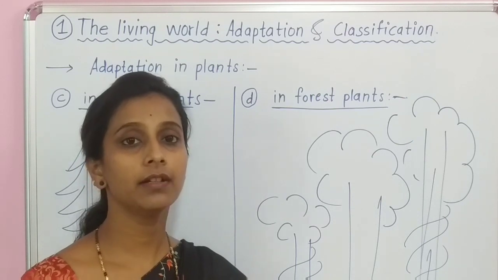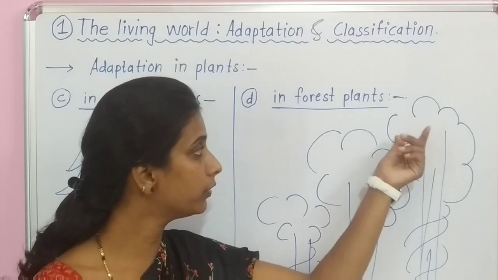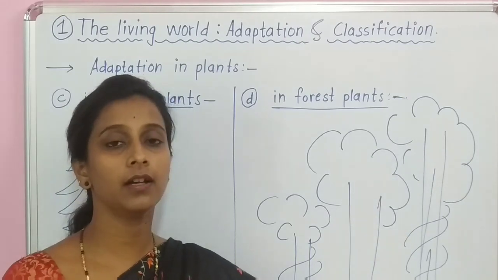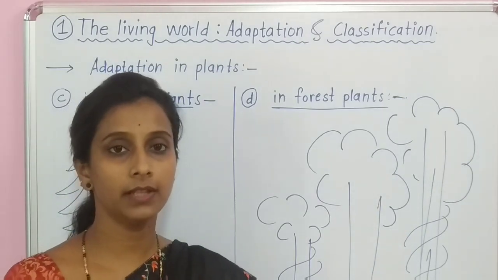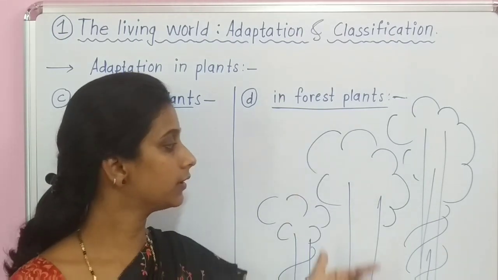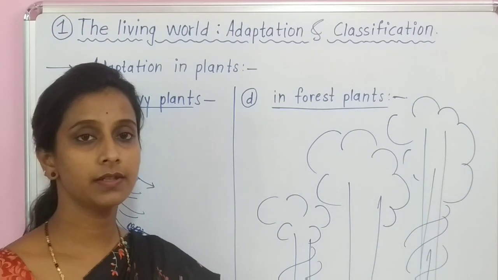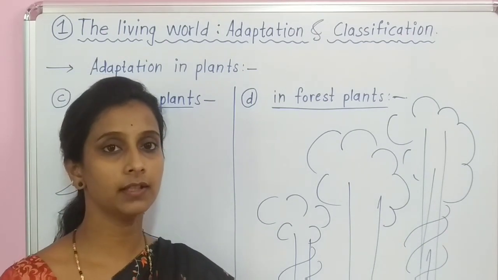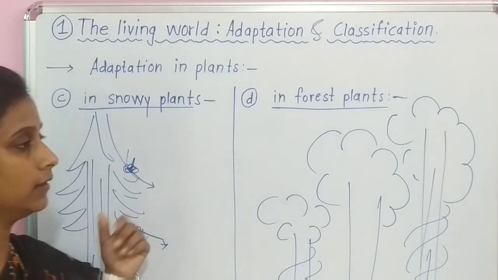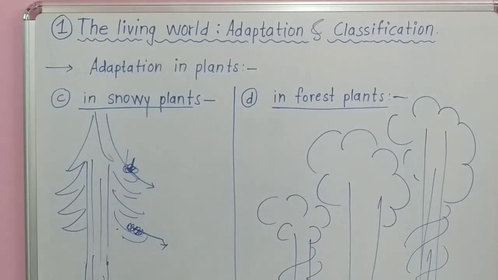Because to get the sunlight, they grow more and more, so the plants in the forest region are the tallest plants. These adaptations are present in forest plants to get sunlight. So this is about forest plants and snowy region plants.